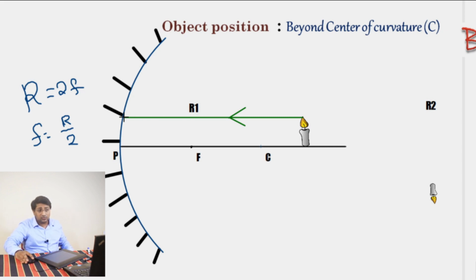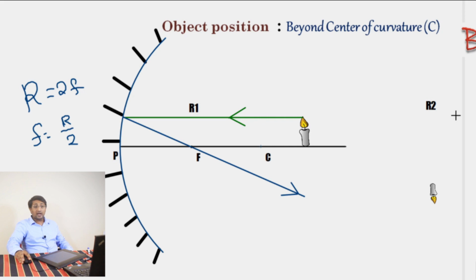Any ray parallel to the principal axis will travel through the focal point, and that's the reason I'm drawing a line so that it is passing through the focal point. Since this is a reflected ray, I'm putting arrow marks away from the mirror, right?